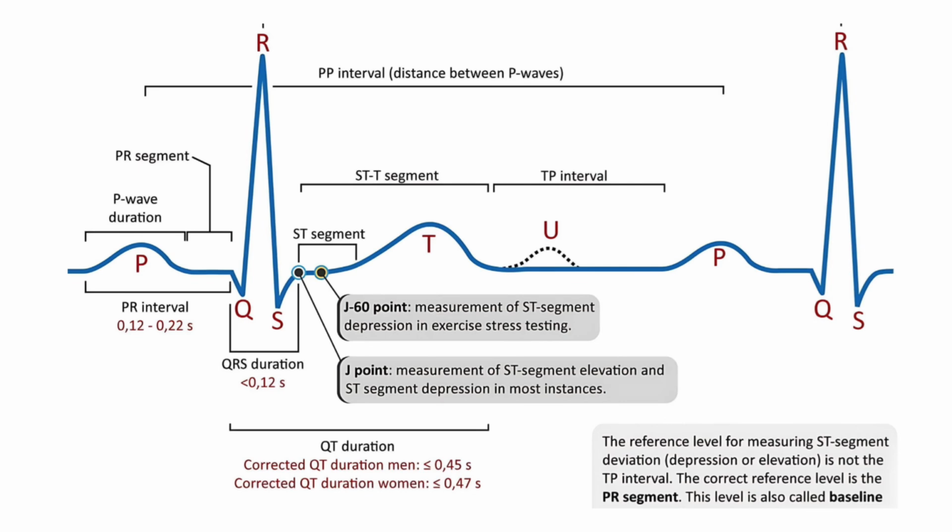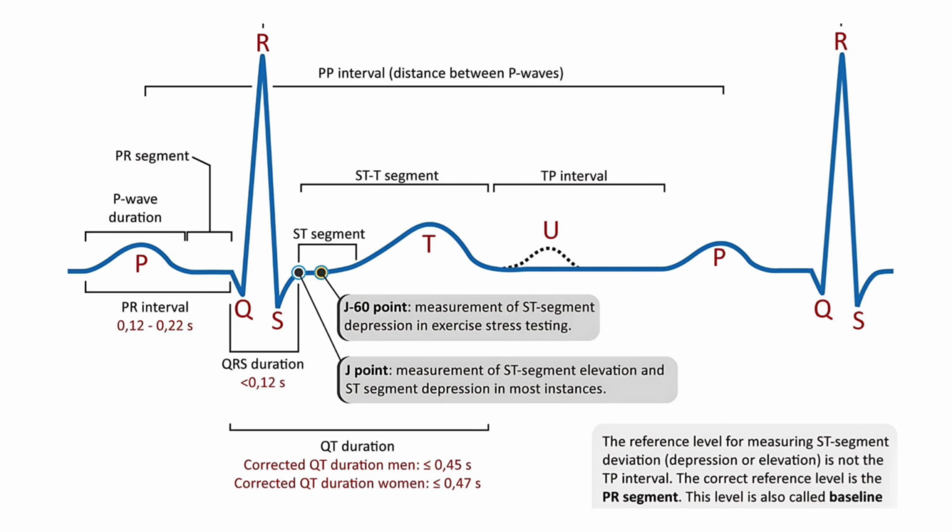The normal PR interval is between 0.1 to 0.22 seconds. QT interval, from the beginning of the QRS complex to the end of the T wave. It represents the duration of ventricular systole. QT duration for men is less than or equal to 0.45 seconds, and for women is less than or equal to 0.47 seconds. J point, to determine ST elevation and depression.